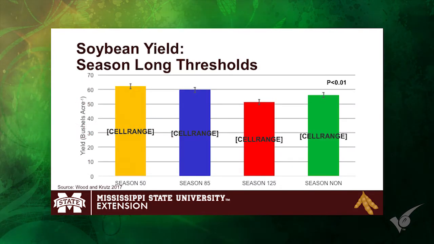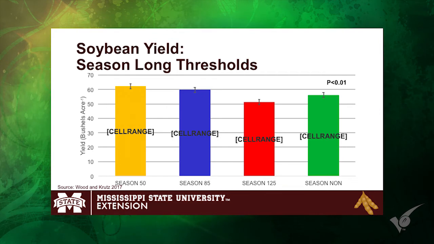So this is some data from Mr. Wilkes Wood and Dr. Jason Cruz. This is Wilkes' PhD project, part of his PhD project. Now these are early planted beans, and I think these are 3 site years of data. I think the planting date was April 25th to 26th across these years. So optimum planting window, silt loam soil, a good group 4 variety, and the treatments that they looked at had a season-long 50 centibar threshold, a season-long 85 centibar threshold, and a season-long 125 threshold.